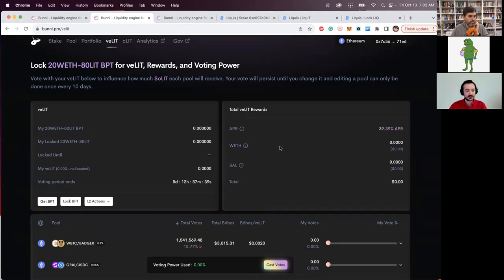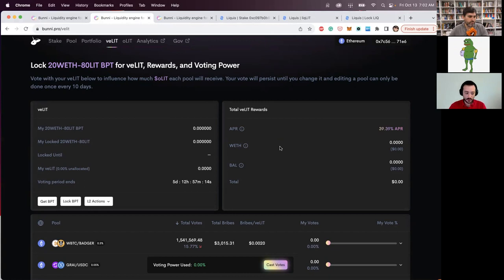Now, what happens when you have VLEAT? You can do so much with it, right? First of all, the basis: you vote on governance, right? That's the principle of voting. It's realized only if you have VLEAT. If you have only plain LIT, you don't vote. In RPL, you can vote even if you just have RPL. You still need to stake it, but here you need VLEAT.